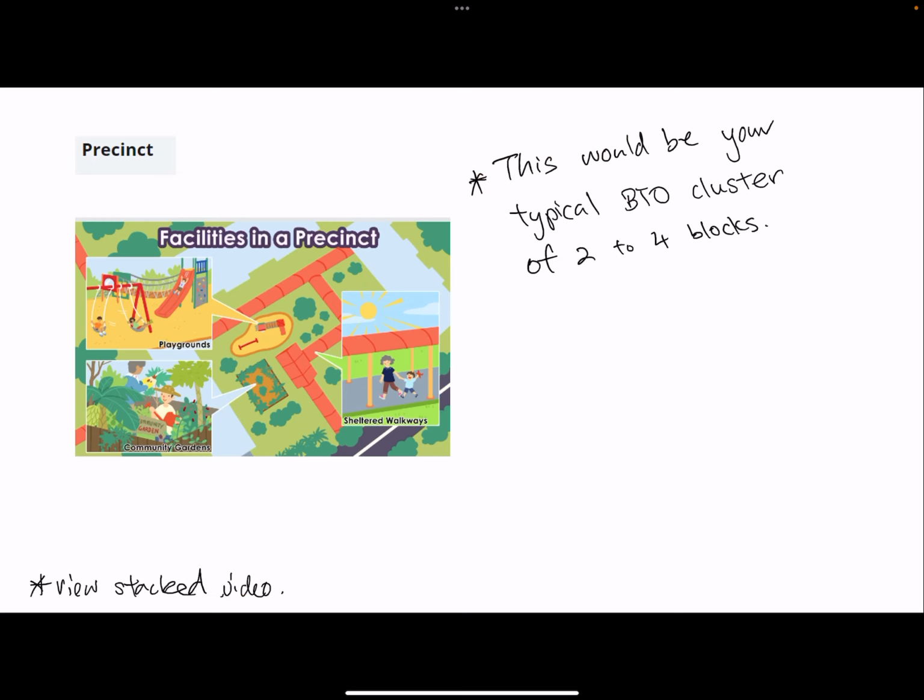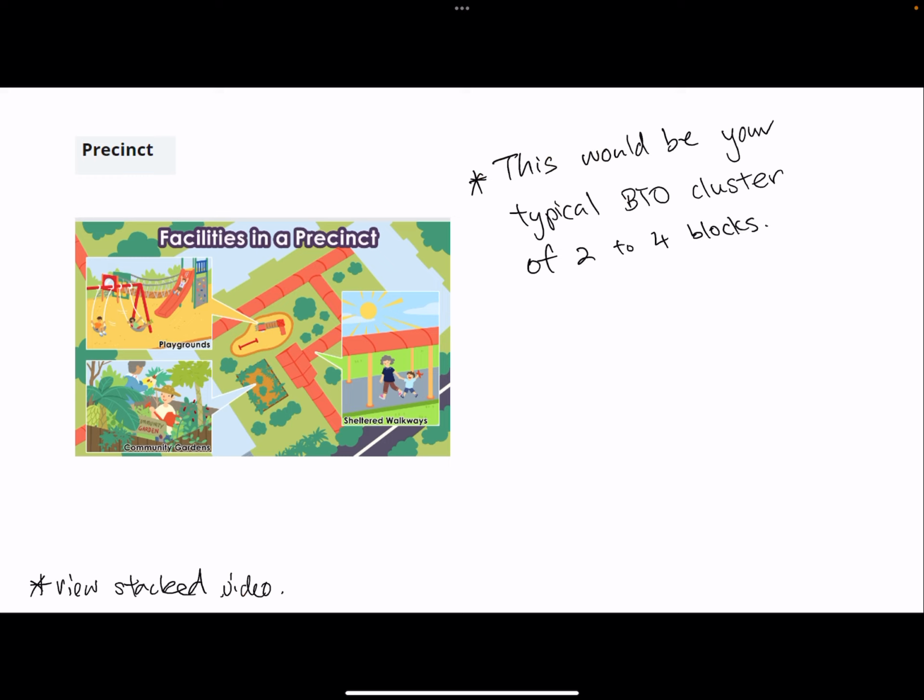Okay. Now, how do you decide then what are the essential things that you see in a precinct? Okay, in a precinct itself. So this will be your typical BTO clusters. So the amenities that are inside here are things that people don't want to travel for. Okay, so you don't want to travel too far away for. It's just something that you need for day-to-day living. So what will you need?